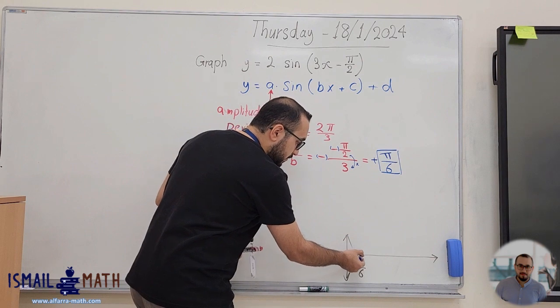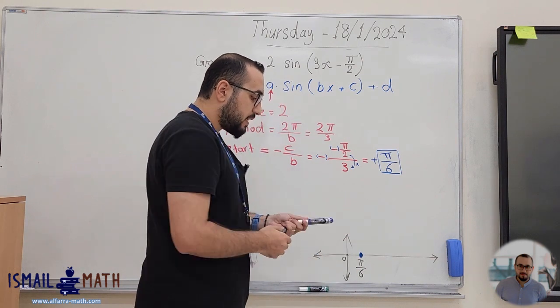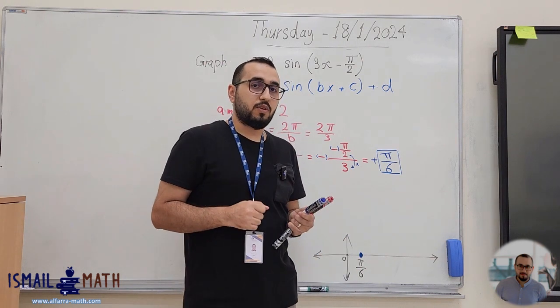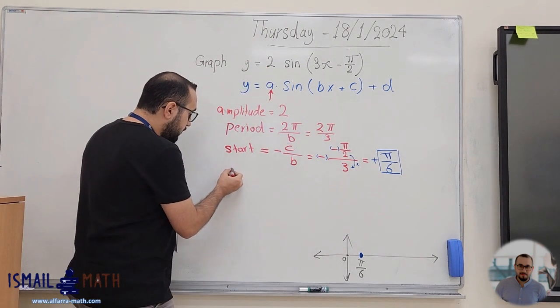This one is my starting point. Now, I need to know where my ending point is. What's the coordinate of the ending point? How can I know it? I will tell you how.